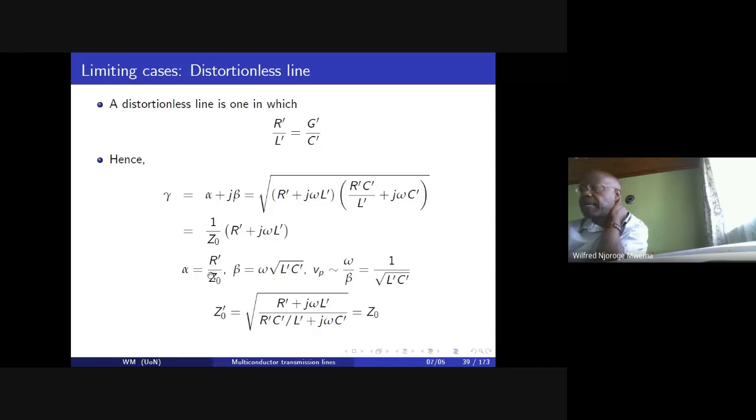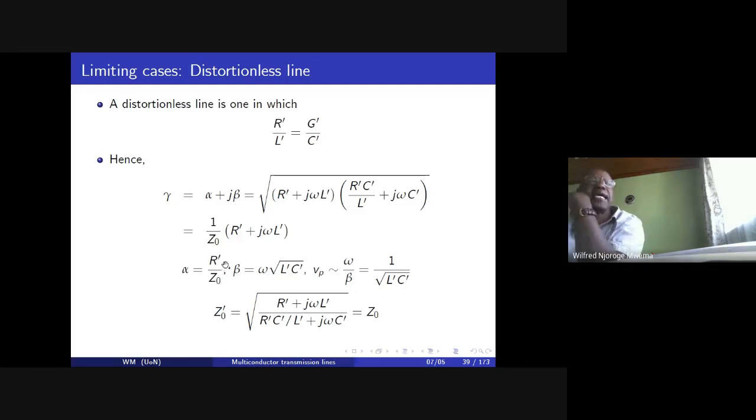And we get the following: alpha is going to be R prime by Z naught, and beta is going to be omega root L prime C prime, which is the lossless case, and the phase velocity is just 1 over root L prime C prime. And the characteristic impedance is just going to be given by this Z naught. There is a Z naught missing here. No, it's not missing. It's just R prime plus J omega L prime over R prime C prime over L prime plus J omega C prime. And when we correct this, we just get a Z naught, that is L prime by C prime, multiplying unity, and we just get Z naught.